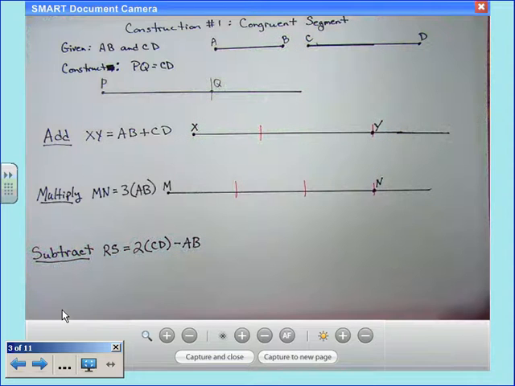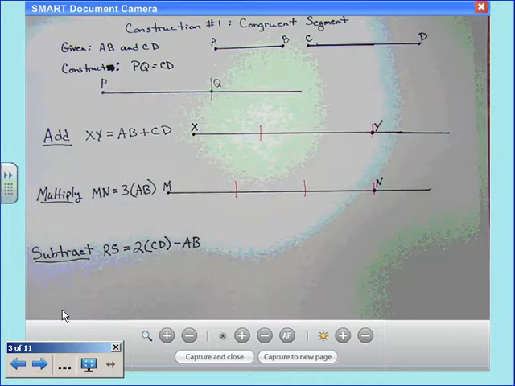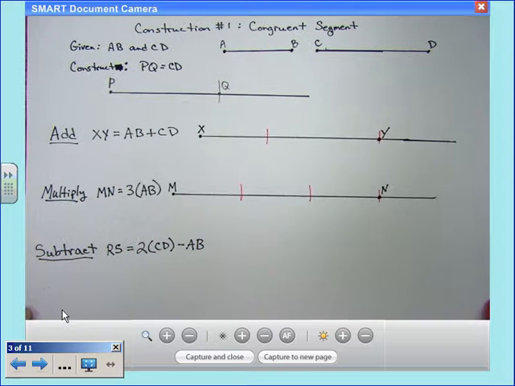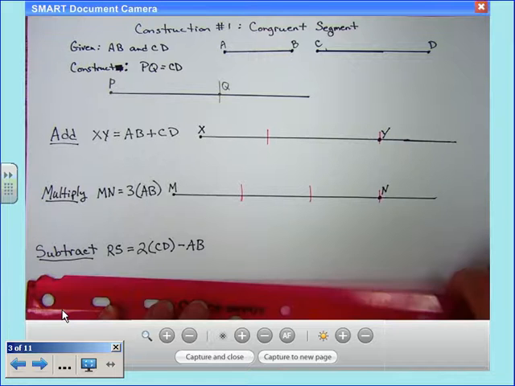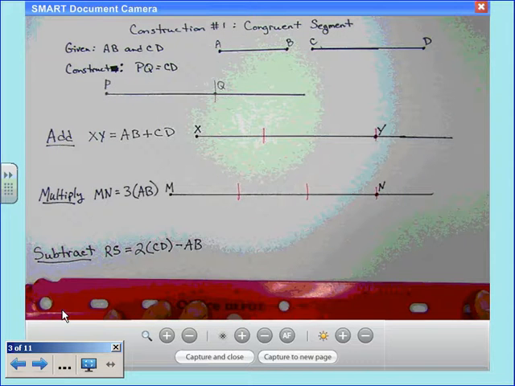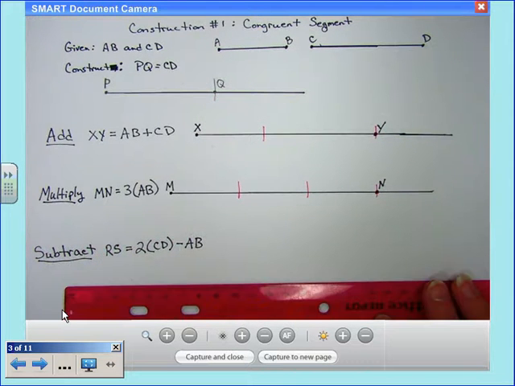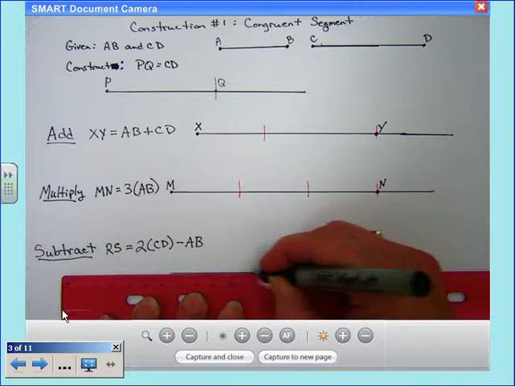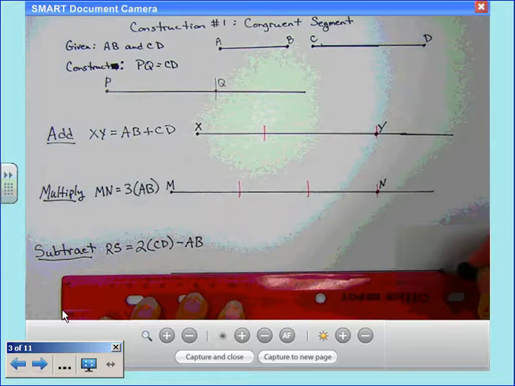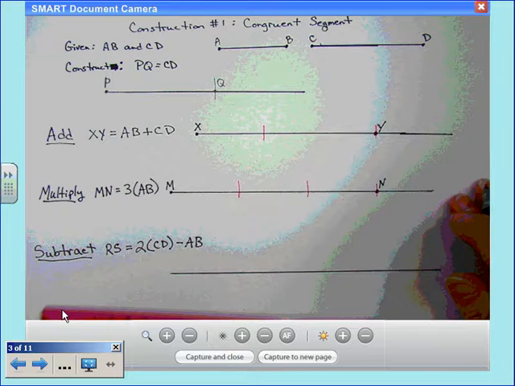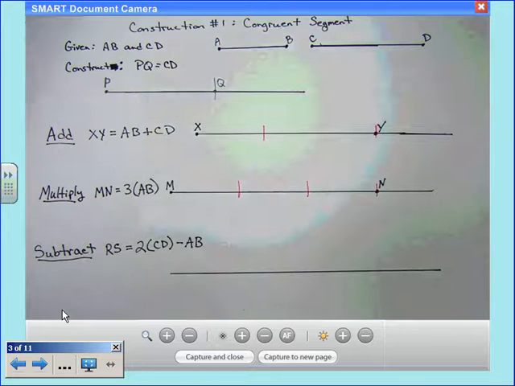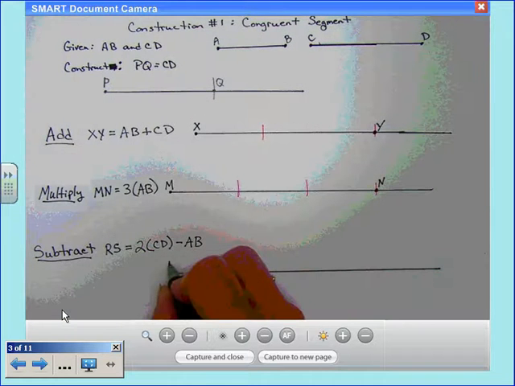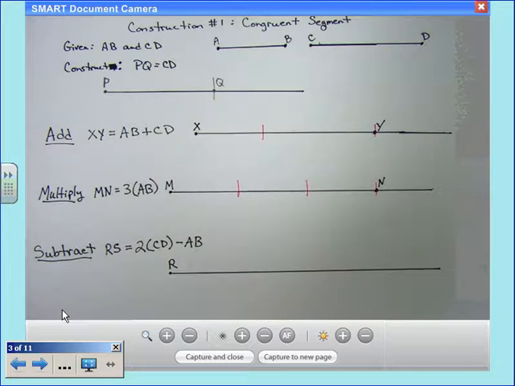First step. Who knows it? You know the first step yet? It's the first step every time we do segments: draw a working line. I'll use this side. Okay, there's a working line. What do I want to name the endpoint? R or S.